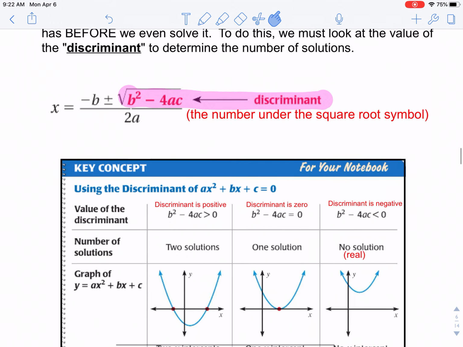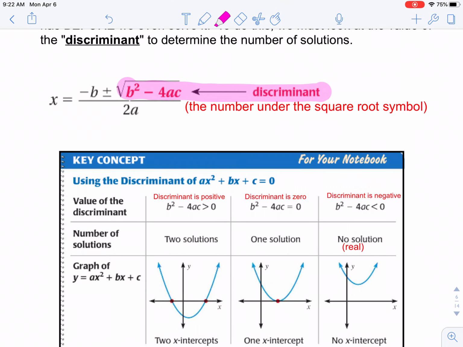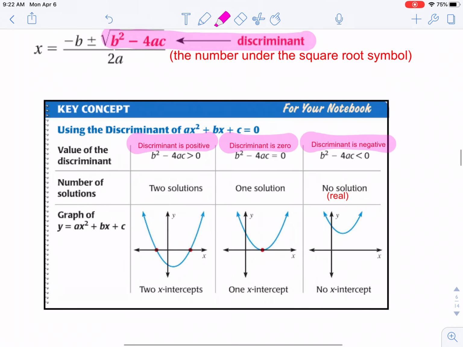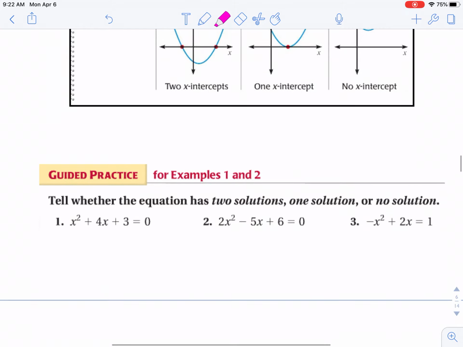Okay? And you have 3 scenarios. It could either be positive, it could either be 0, or it could be negative. And when you get a positive number, you get 2 solutions. When you get a negative number, you get no solution. When you get a 0 under there, you're just going to get 1 solution because you're going to get the same solution twice. Okay, so let's try one.